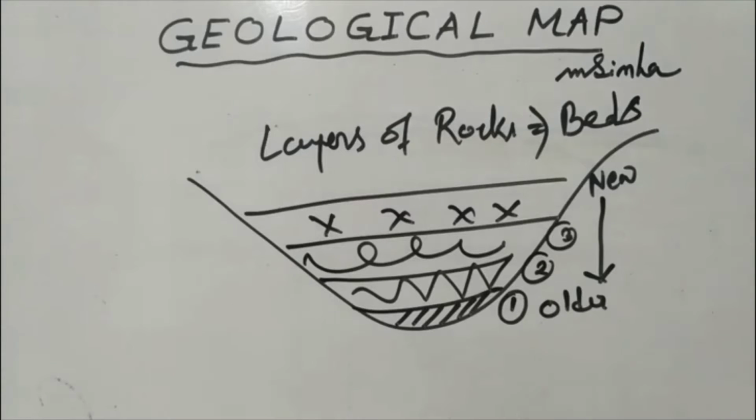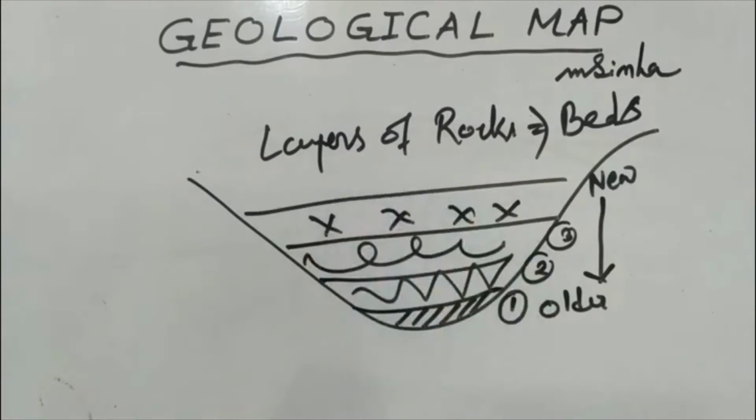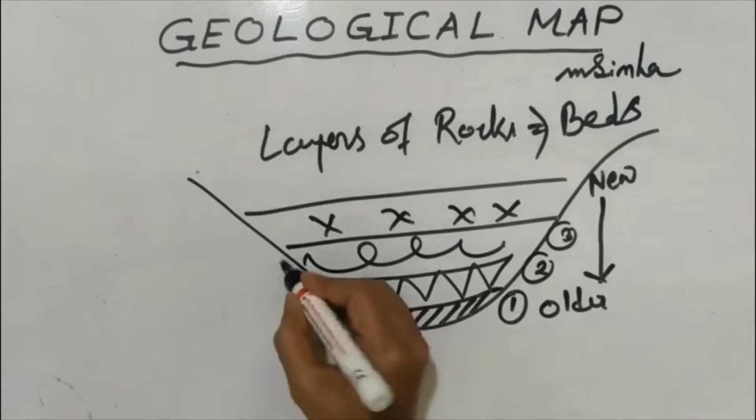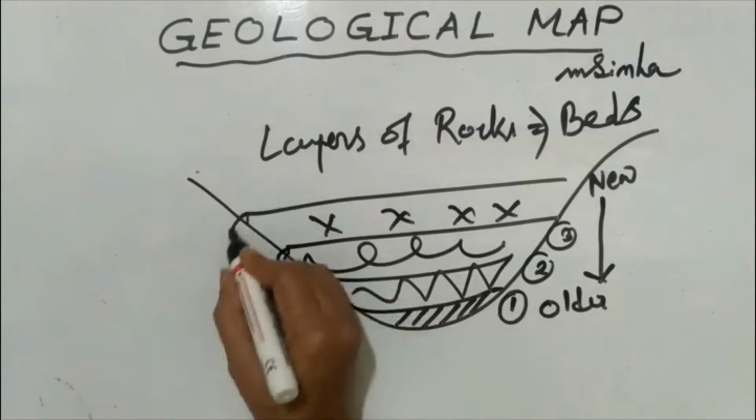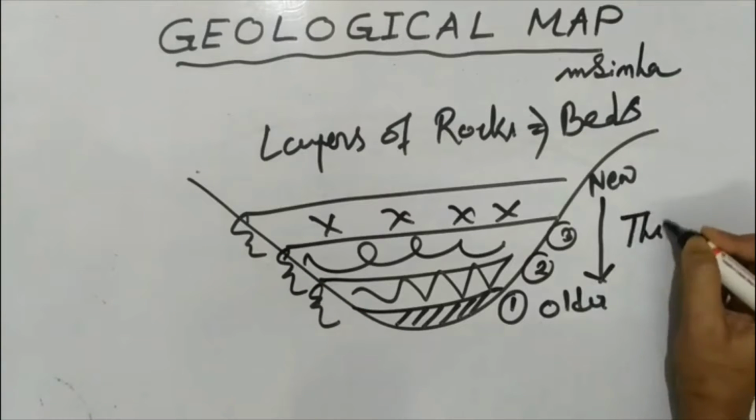A few metamorphic rocks are also observed in geological maps. All layers of rock are known as rock beds. Succession of rock beds is the chronological order of deposition of rock beds, with older lying beneath and newer in the upper part of the beds. Okay, this is the thickness of the bed. What is the thickness of the bed?